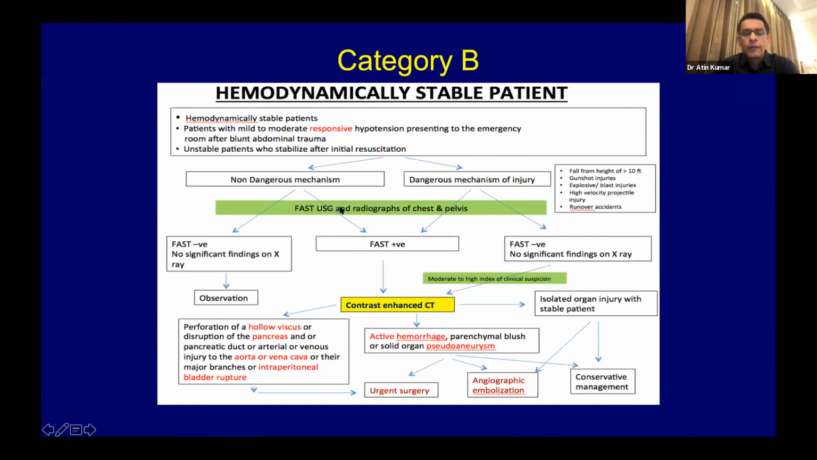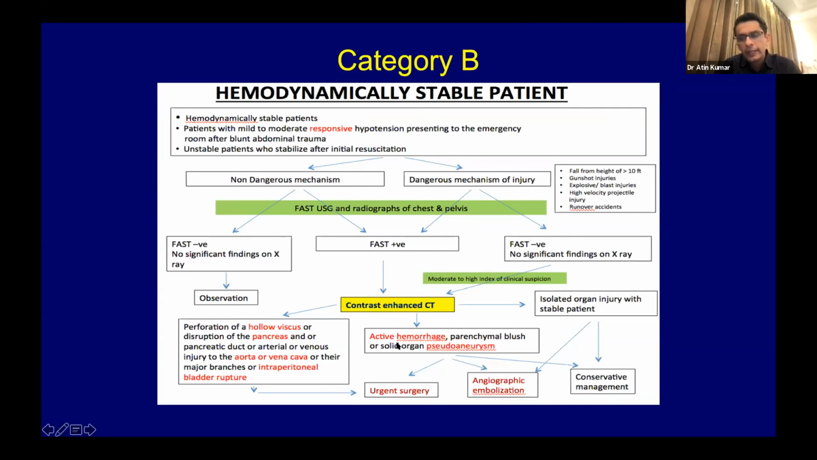And depending upon the findings of the FAST ultrasound, or depending upon the mechanism of injury also, even if they are hemodynamically stable, most of these patients get subjected to a contrast enhanced CT, which is the mainstay of diagnosing the abdominal injuries in these patients. Then based on the findings of the contrast enhanced CT scan, they further undergo management, which is dependent upon the clinical status as well as the radiological findings.